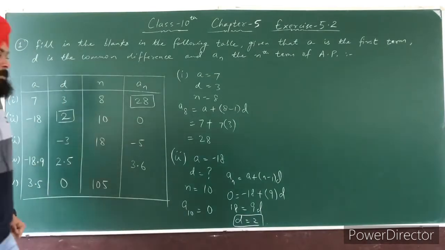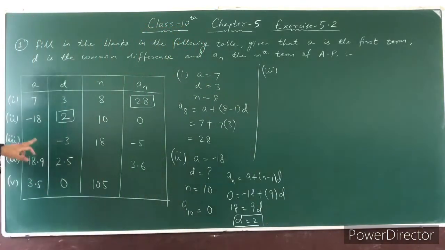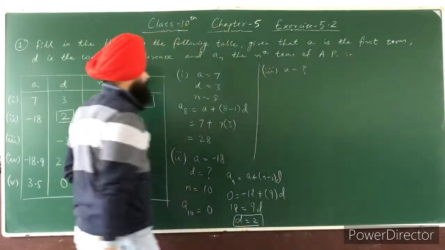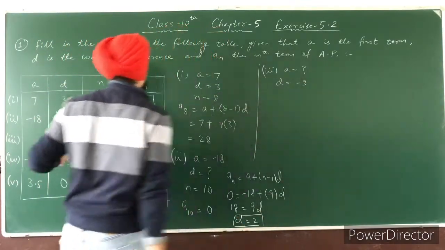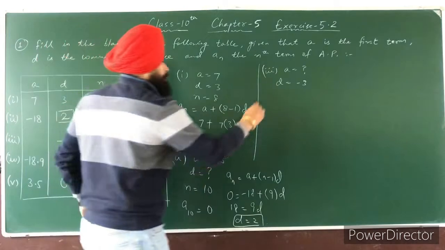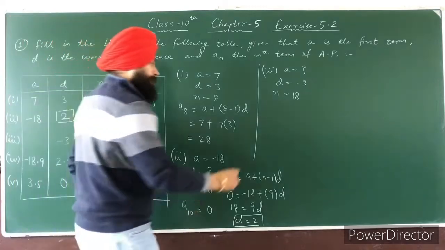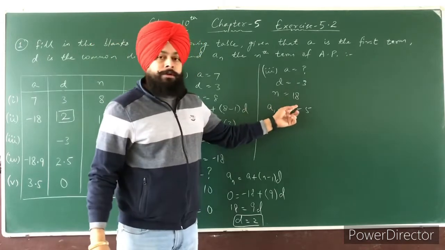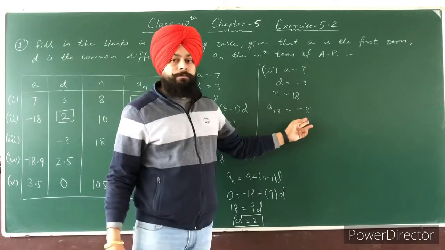So right here 2. Now see the next, third part. In the third part, you can see here a is missing. It means you will find here the first term. d is the common difference, which is minus 3. Next, n is 18. And the value of a_n is minus 5. It means the value of the 18th term is minus 5. Okay? If the value of n is 18 and a_n is given, it means the 18th term's value is also minus 5. Alright, you can write here a_18 is equal to minus 5.